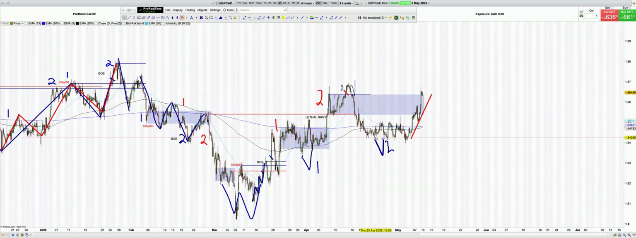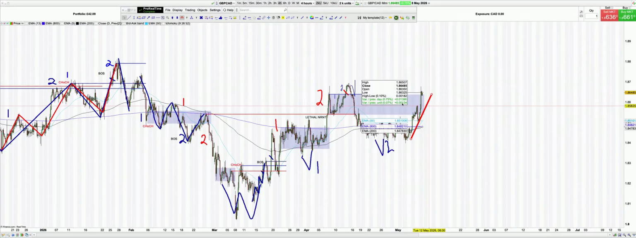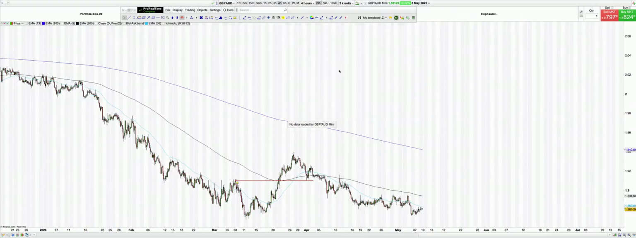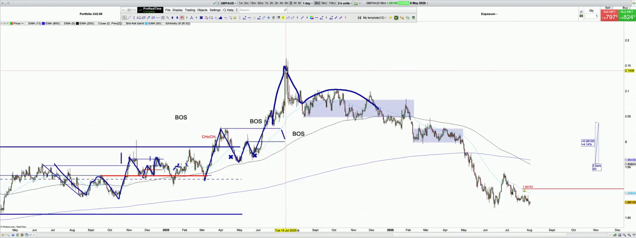mid-month, false move created for the rest of April and then into the real beginning of May. And that's what we're seeing now. V1, V2, entry, push 1, push 2, top of push 2, waiting for a retest down here. Looking to get long again. GBPAUD, this has been suffering for a while now.